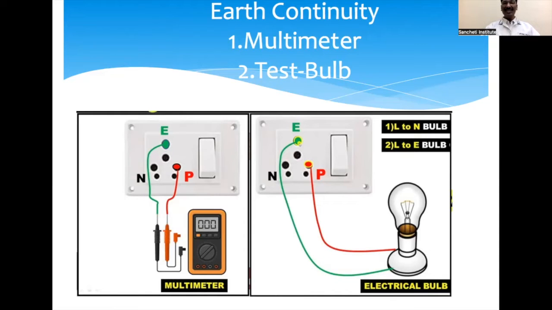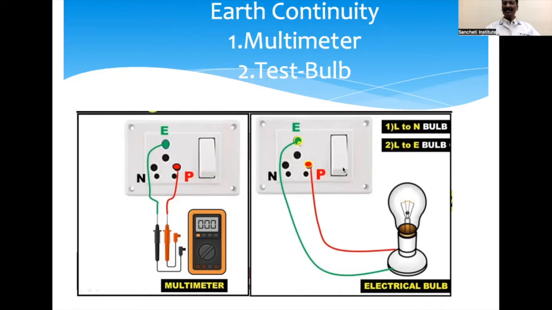Suppose the earthing is improper. When the earthing is improper, the potential, that is the voltage in the meter, will drop down. That means instead of 230, it may show you 150, 170, whatever. That tells you that the earth connection is improper. Earth connection is very important for preventing shock.